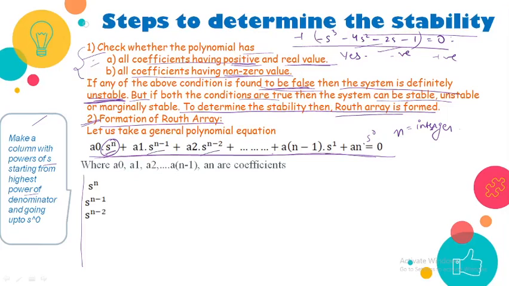कहाँ तक जाना है आपको? पूरा कॉलम बनाना है going up to s to the power 0. So it will go up to s to the power 1 and then s to the power 0. So this is how first of all you just make the column.